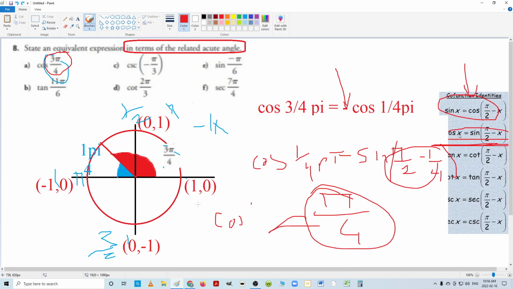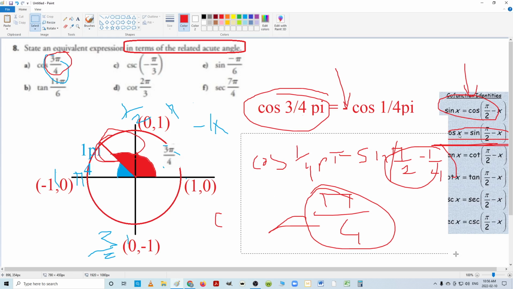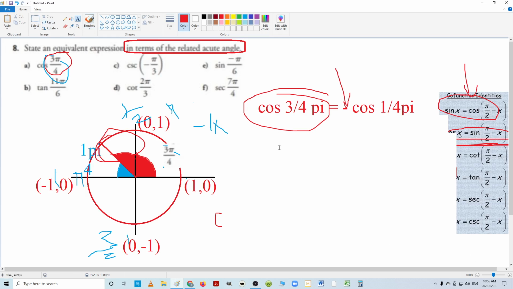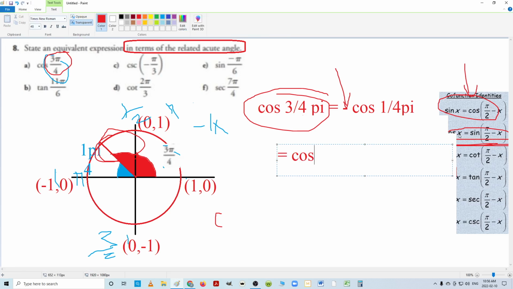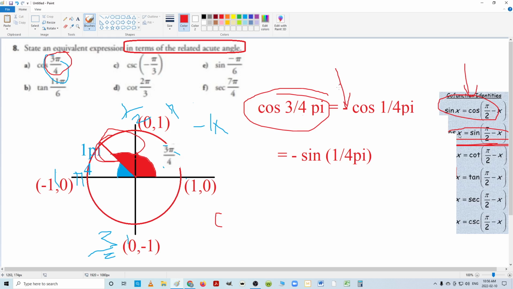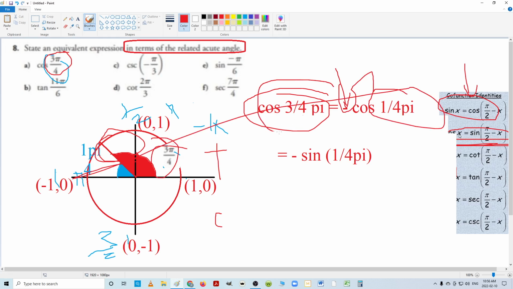But here's the problem. Sine in this quadrant is positive, and cos of this is negative. So that means for this to be true up above, it's equal to sine of 1/4 pi, just like cos 1/4 pi, but I have to put a negative in front of it, just like I did for this one. You might say, I don't understand why this is negative cos and this is positive cos. That's because this 1/4 pi falls in quadrant 1, where cos is positive, and this 3/4 pi falls in quadrant 2, where cos is negative. So you have to make these multiplying adjustments.